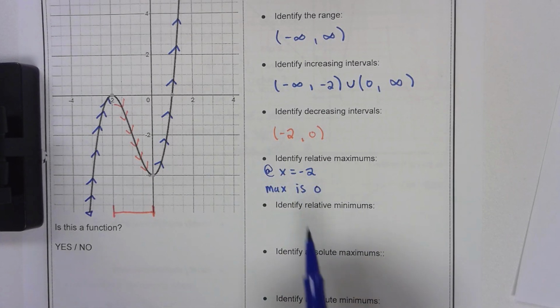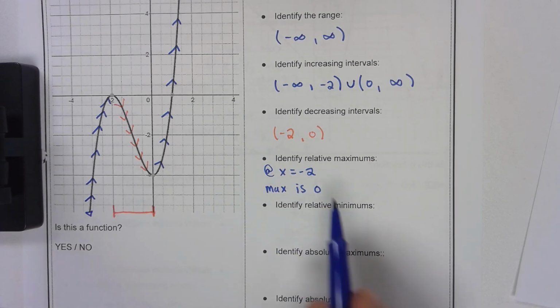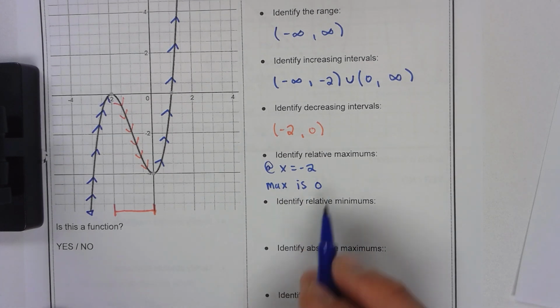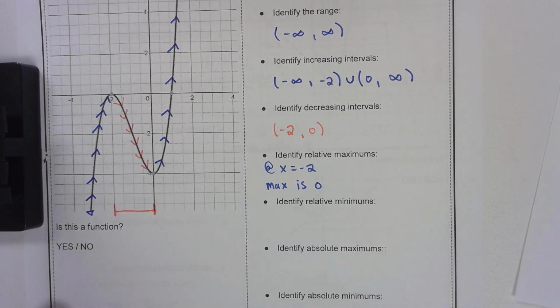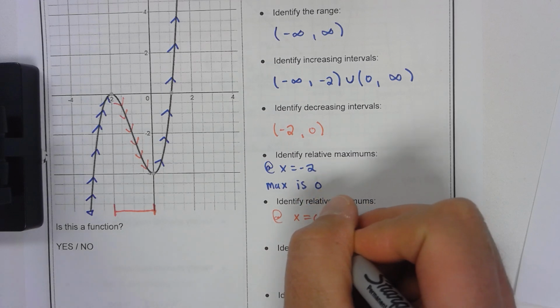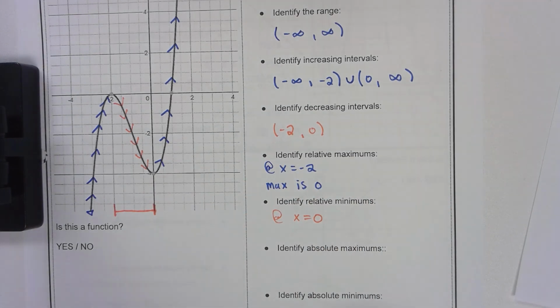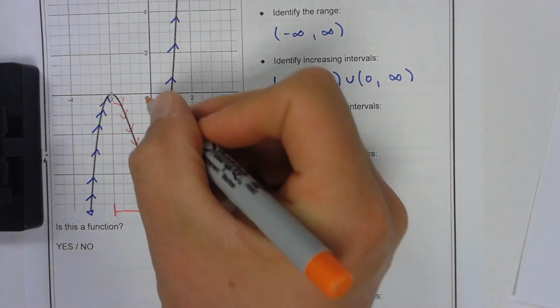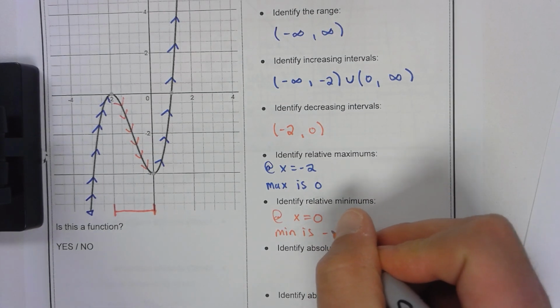I don't know that I would count it wrong, but I want us getting used to saying the location, so at x equals, and then what the max or min value is. Not super picky there, but I would prefer that we just write it out how I'm doing here. Then the relative minimum happens at x equals 0. So that's the valley there. And the minimum value is the y coordinate, which is at -4.